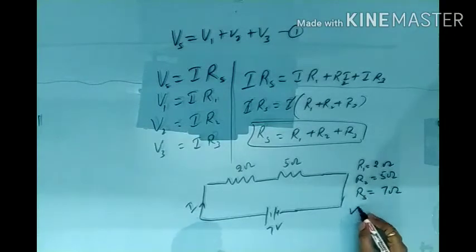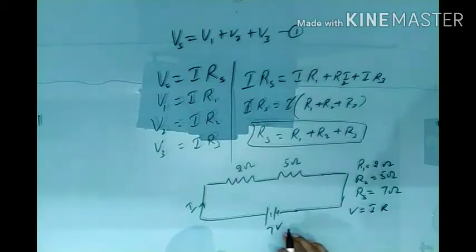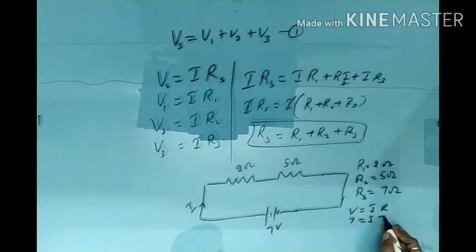Now we know that V is equal to IR. Now we have to calculate the current. We know that the potential is 7 volt. So 7 is equal to I into 7. It means the current is equal to 1 ampere.